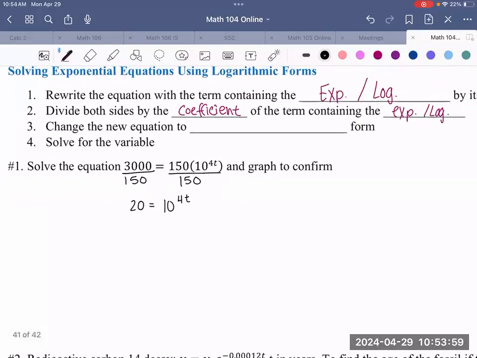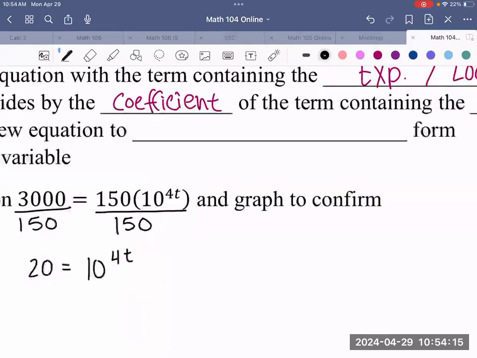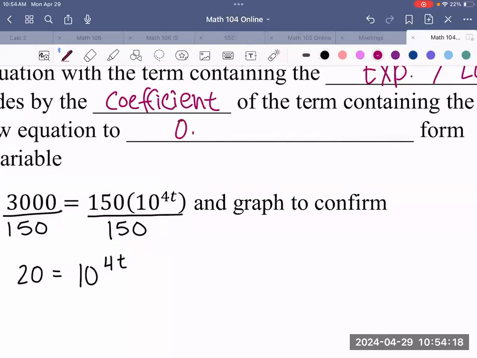Let's change your new equation now. If we now have your exponential all alone, let's change it to a logarithm. Or if you have a logarithm, let's change it into the exponential. So we're going to be changing these to the opposite form. So if we have an exponential, we make it into a logarithm, or if we have a logarithm, we make it into an exponential.